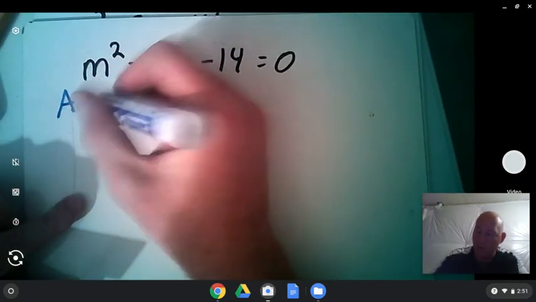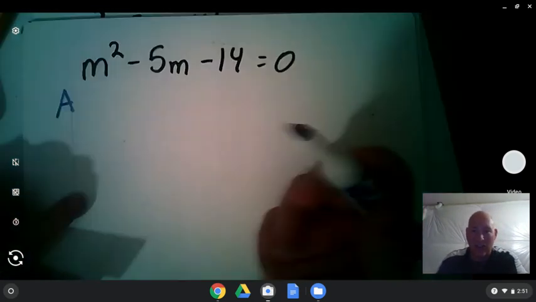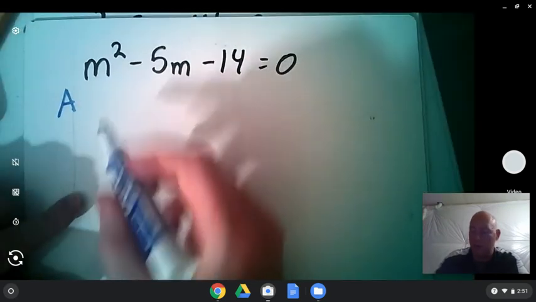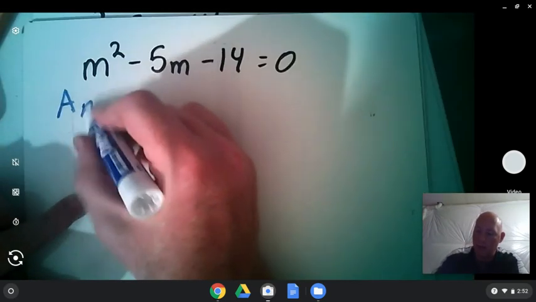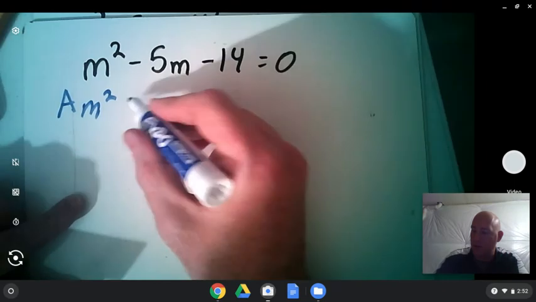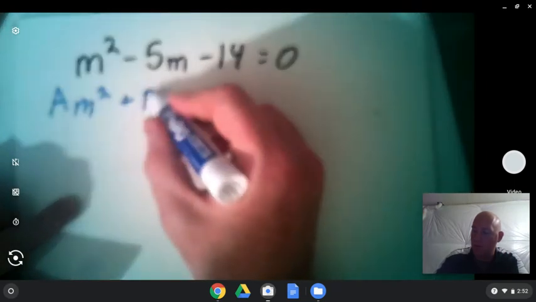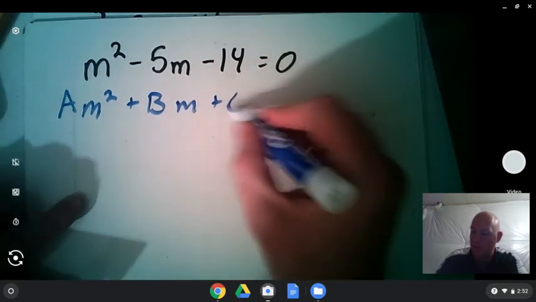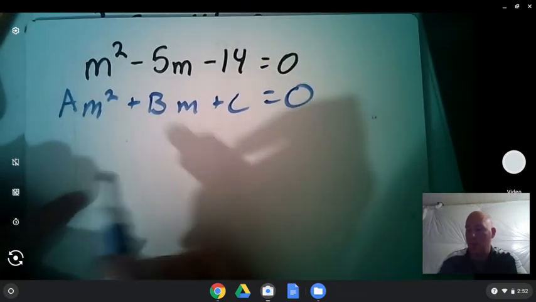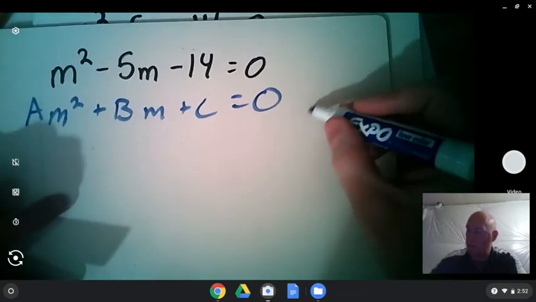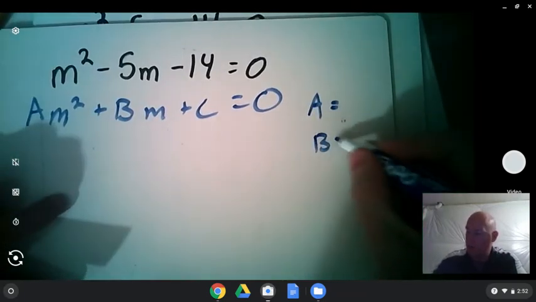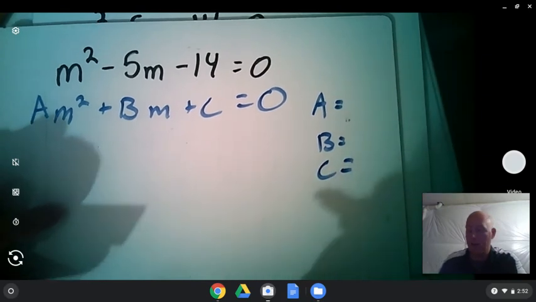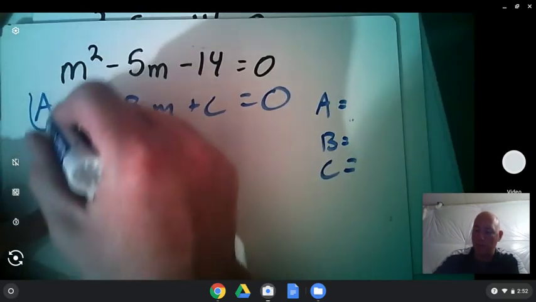We know standard form is A. Remember, M is just like X. It doesn't matter what variable we're using here. So A, I'll write M squared just to keep it consistent, plus BM plus C equals 0. So as I go through on this side, I'm just going to go A equals, B equals, C equals. And now all you have to do is circle.